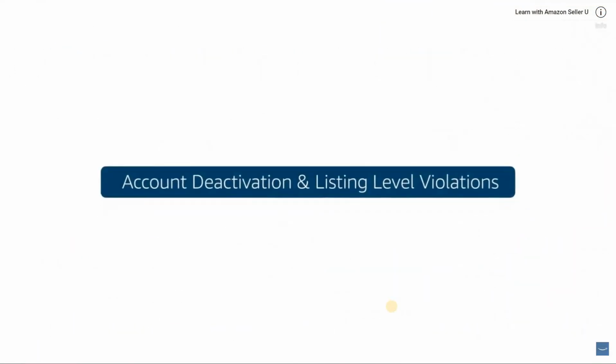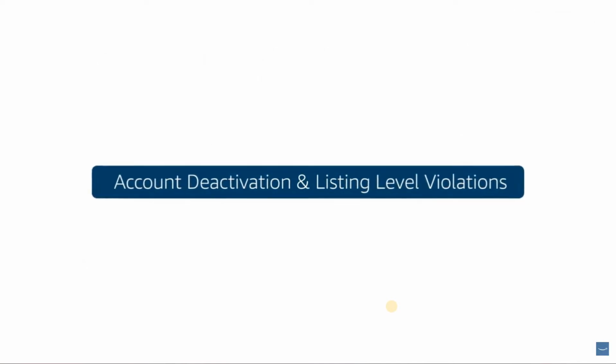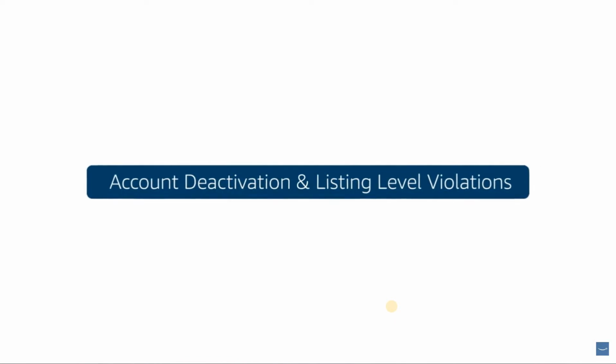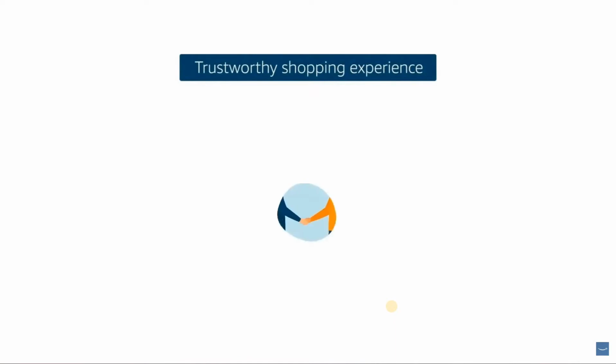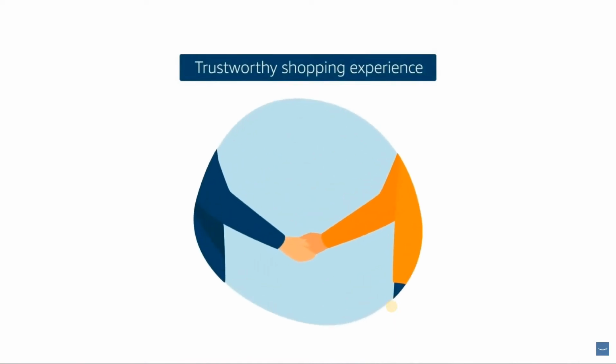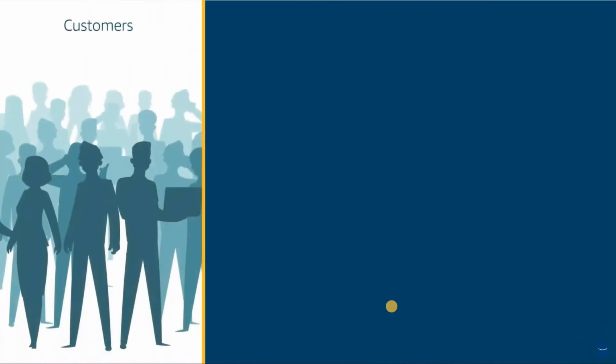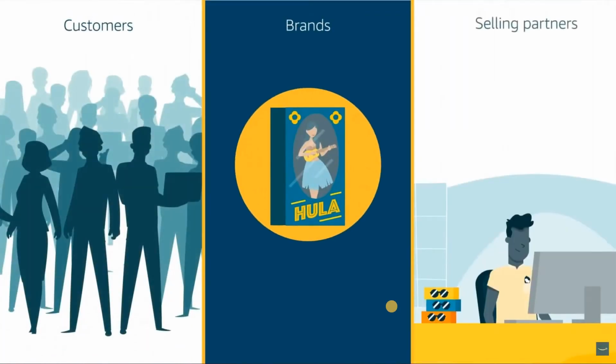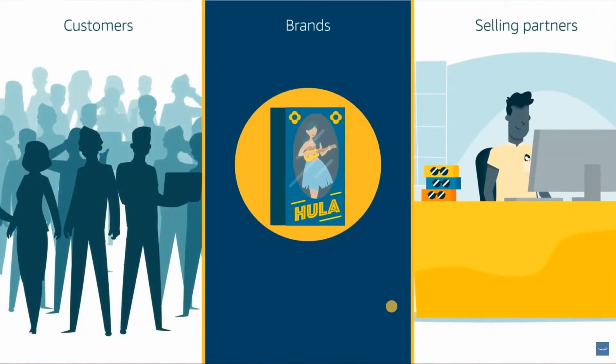In this video, we will provide an overview of what account deactivation and listing level violations are, why Amazon takes these actions, and how you should address them. Account and listing level deactivations are used to help create a trustworthy shopping experience on Amazon. They help protect customers, brands, and our selling partners from fraud and abuse.